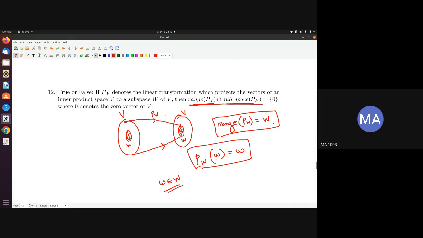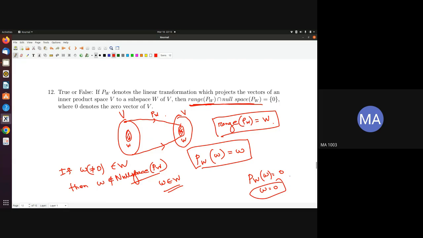So if W is non-zero, then it cannot be inside the null space. If W is non-zero and belongs to W, then W cannot be in the null space. Is it clear to everyone? Because for being in the null space, the projection of W should be 0. Now the projection of W is actually W, so this W should be 0. So no non-zero vector can go to 0 inside W.